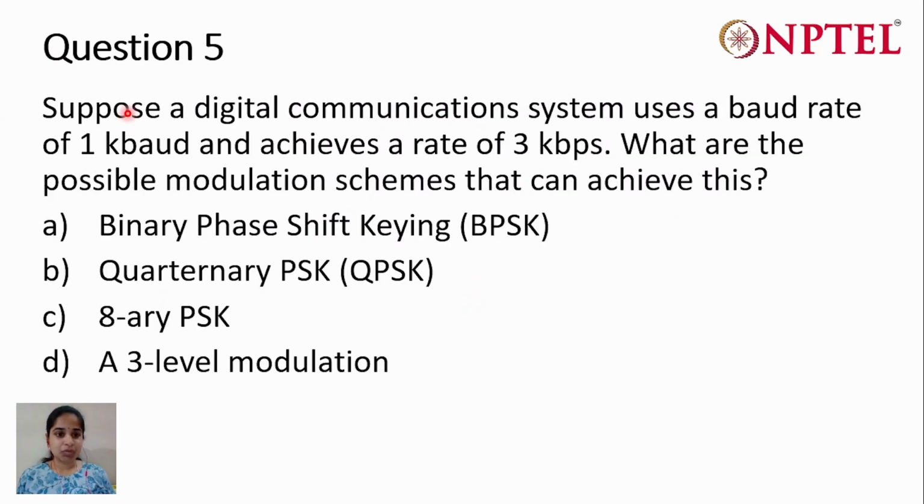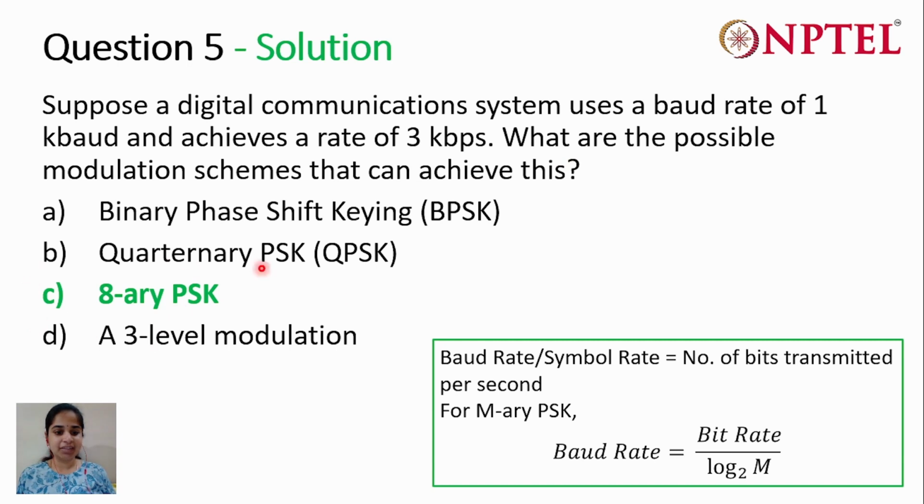So the next question. Suppose a digital communication system uses a baud rate of 1 kilobaud and achieves a rate of 3 kilobits per second. What are the possible modulation schemes that can achieve this? The options are binary phase shift keying, quaternary phase shift keying, 8-ary PSK, and a 3-level modulation. Basically, the baud rate is 1 kilobaud and it should achieve a rate of 3 kilobits per second. So the answer is 8-ary PSK.